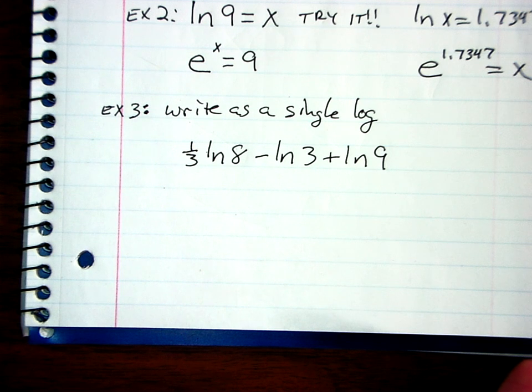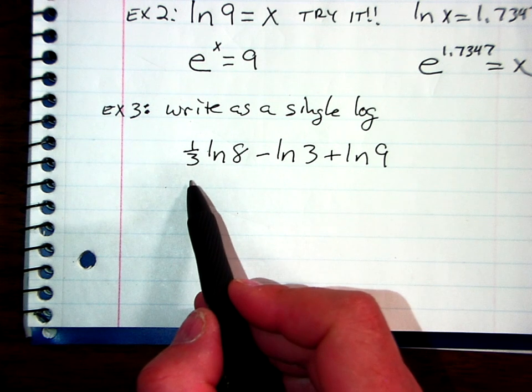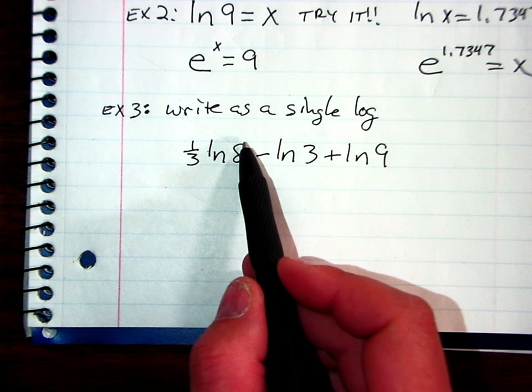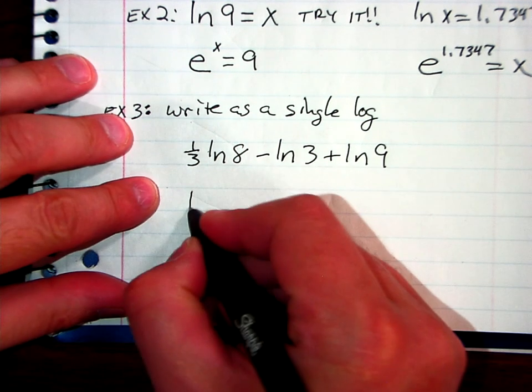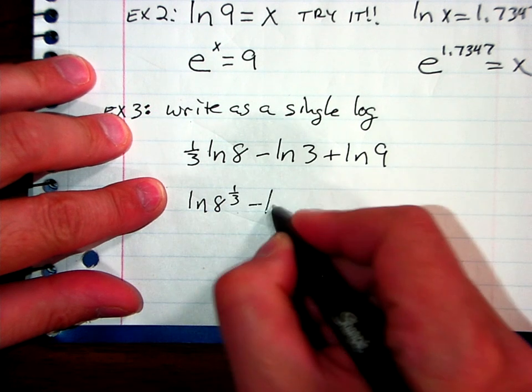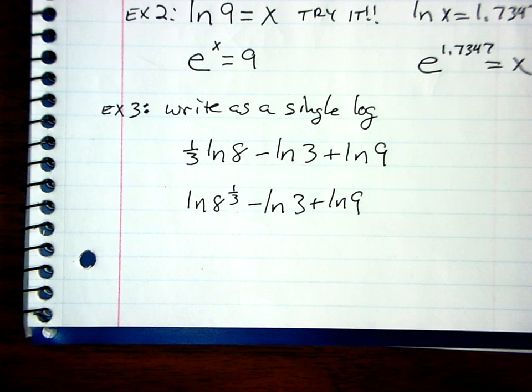All right, first of all, this is a number in front of a log, so that means that it can be moved up to become an exponent, correct? So let's do that. ln 8 to the 1/3. That's the only thing we're messing with right now. That minus ln 3 plus ln 9 stays put.